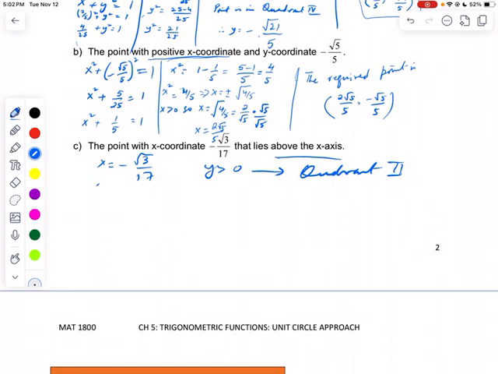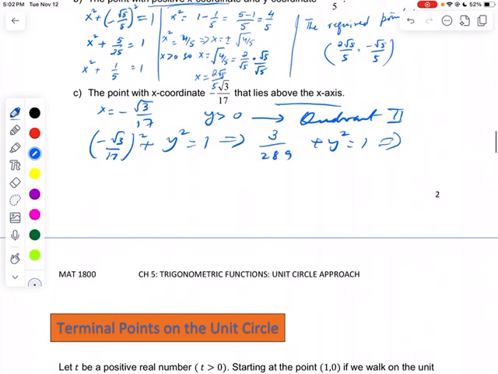So x squared will be negative square root of 3 over 17 whole squared plus y squared is equal to 1, which gives you 3 over 17 squared, I think, is 289. We can check in a minute. And here plus y squared is equal to 1, which implies y squared will be equal to 1 minus 3 over 289. So y squared is equal to 289 minus 3 on the top, and at the bottom 289, which is equal to 286 over 289.